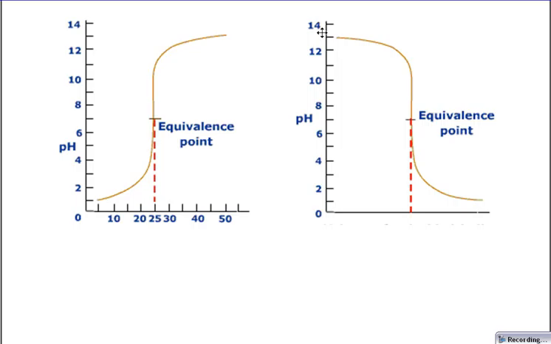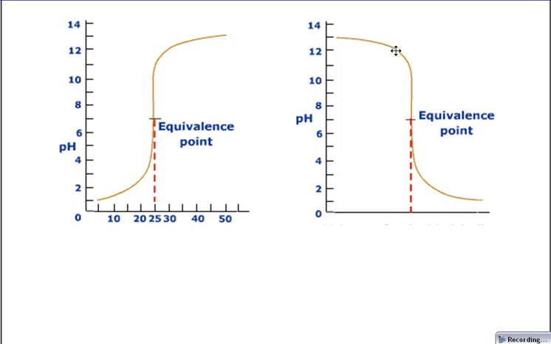On this side, the reverse is true. We're starting with a base, and not only are we starting with a base, we're starting with a really strong base. We're in the strong base region, really high up there in the pH. But as more and more of what is in the burette is added, more and more of the standardized solution is added, our pH begins to fall, so that leads me to believe that our burette contains an acid.